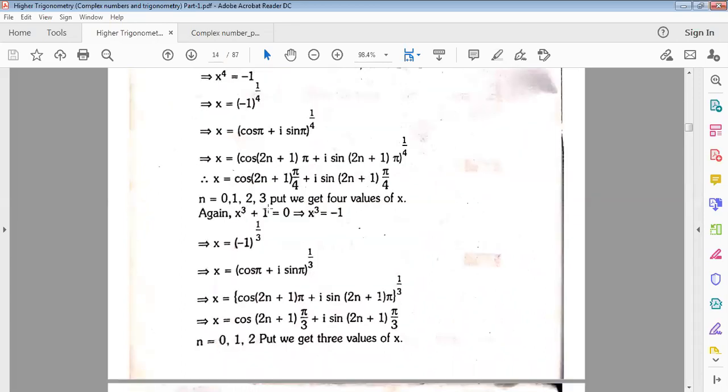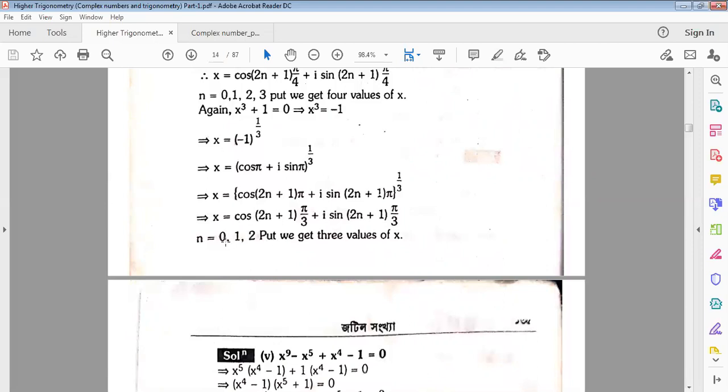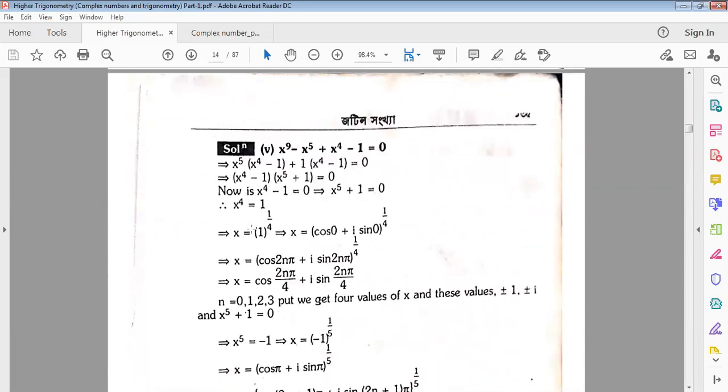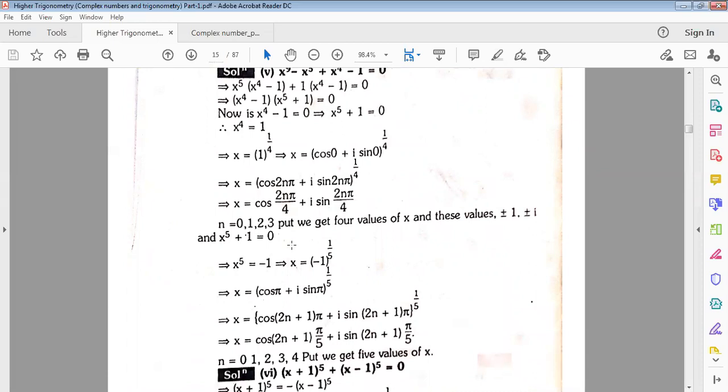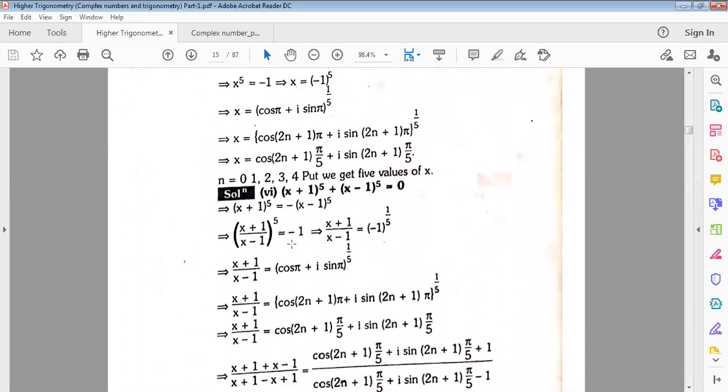From the second one, x cubed plus 1 equals 0, x cubed equals minus 1. Similar case, just putting n equals 0, 1, 2. Now we get the required roots. Similar process, just factorization process, then give each term equal to 0. Just practice it at home.